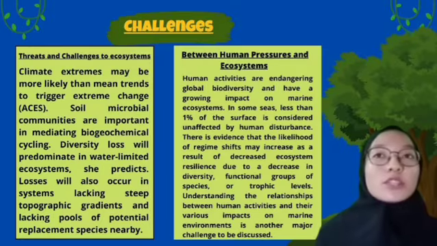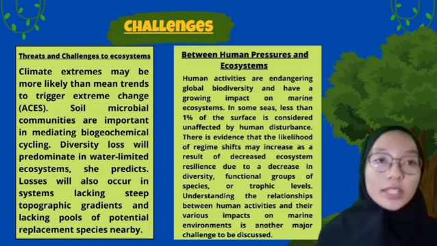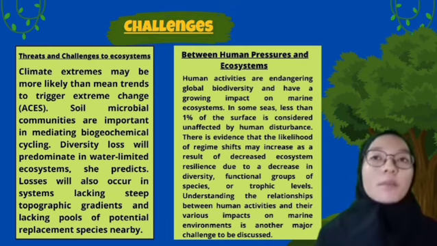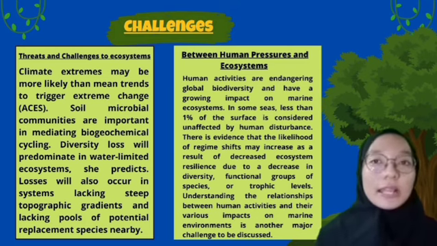There are two challenges, which are threats and challenges to ecosystems and between human pressure and ecosystem. Firstly, threats and challenges to ecosystems: climate extremes may be more likely to trigger extreme change. Microbial communities are important in mediating biogeochemical cycling. Diverse sites will predominate in water limited ecosystems. Sharp shifts will also occur in systems lacking steep topographic gradients and lacking a pool of potential replacement species nearby.